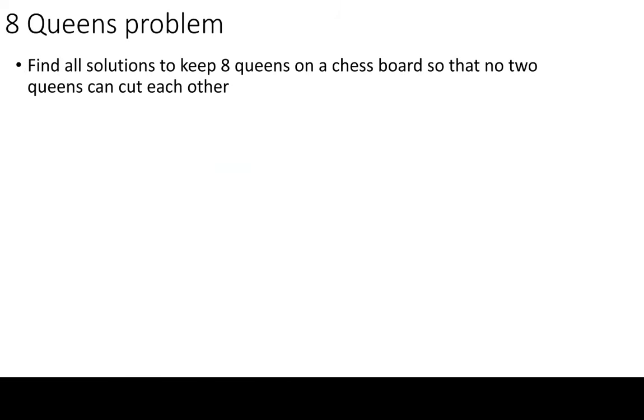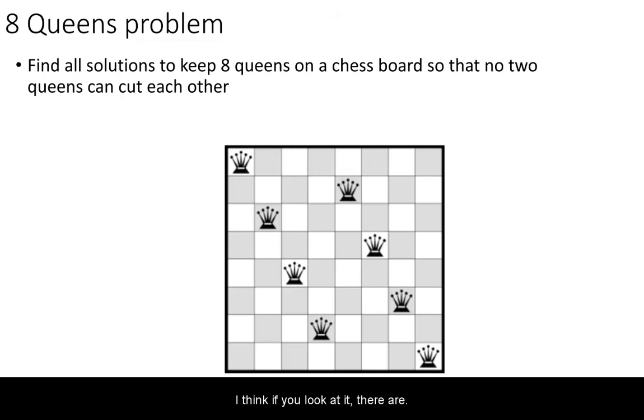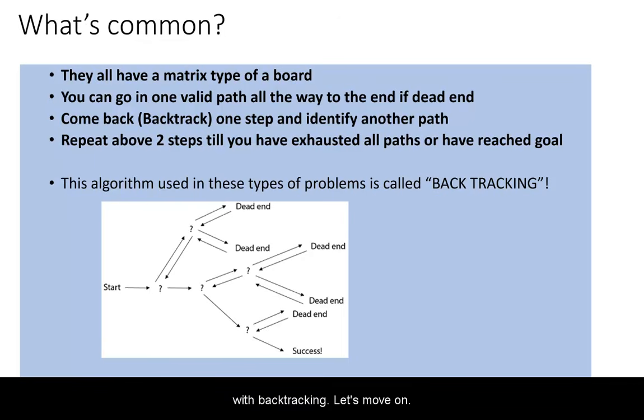Let's move on. So this is another question, right, which can be solved with backtracking. If you look at it, this is a chessboard and there are 8 queens available on the chessboard. As you know, a queen can move in this direction on the diagonal. You have to place 8 queens so that they don't cross each other's path. That is another typical backtracking problem. So usually this is a very popular one that we solve with backtracking. Let's move on.